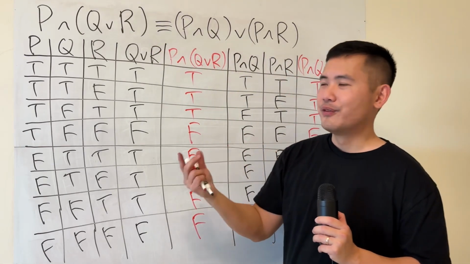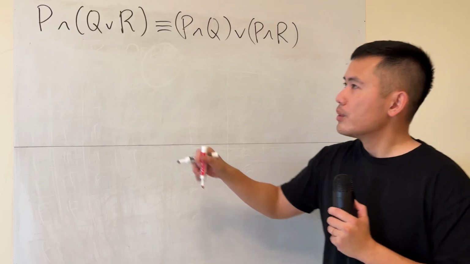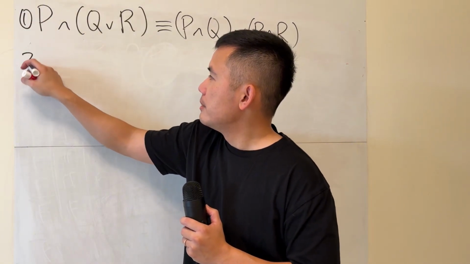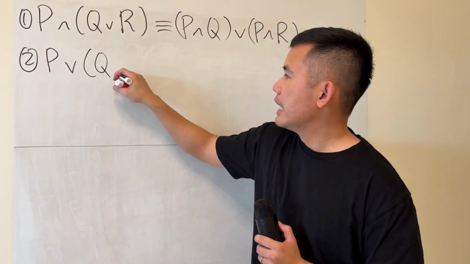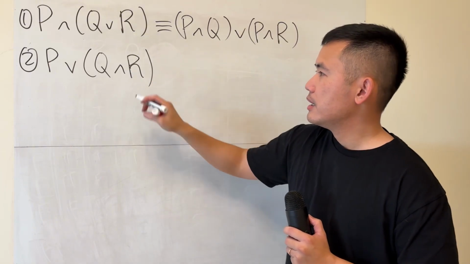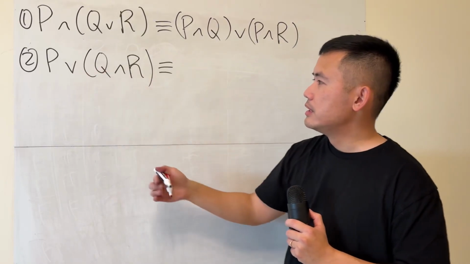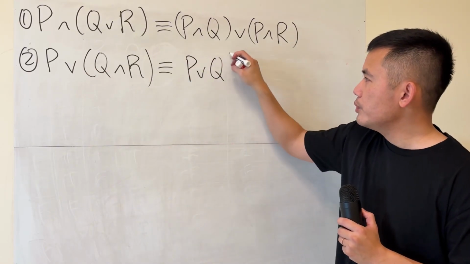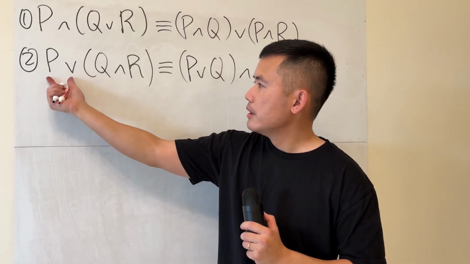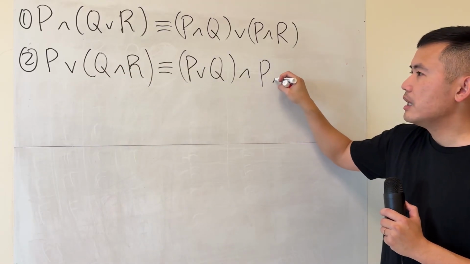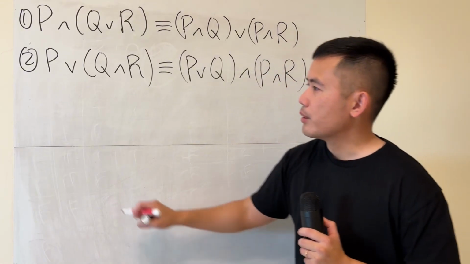Now, what if we have different symbols? If this is an or and this is an and? Well, I'll show you guys that real quick. So let's say this right here is number 1, then number 2 would be if we have P or, and then the inside here is and, like this. Then I will tell you, you can pretty much do the same thing. Take this, distribute with the first one, so it's P or Q, and you put that in your parentheses, and then you maintain this right here. And then you do the same thing. This, distribute to that, so it's P or R.